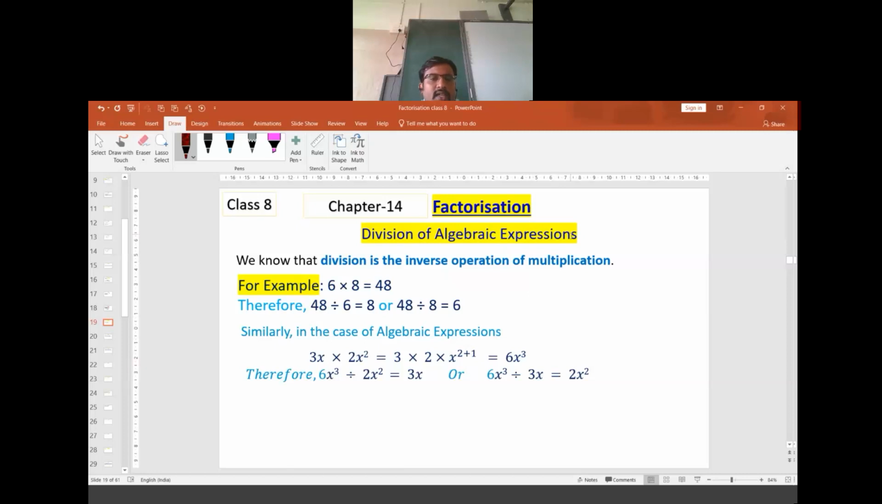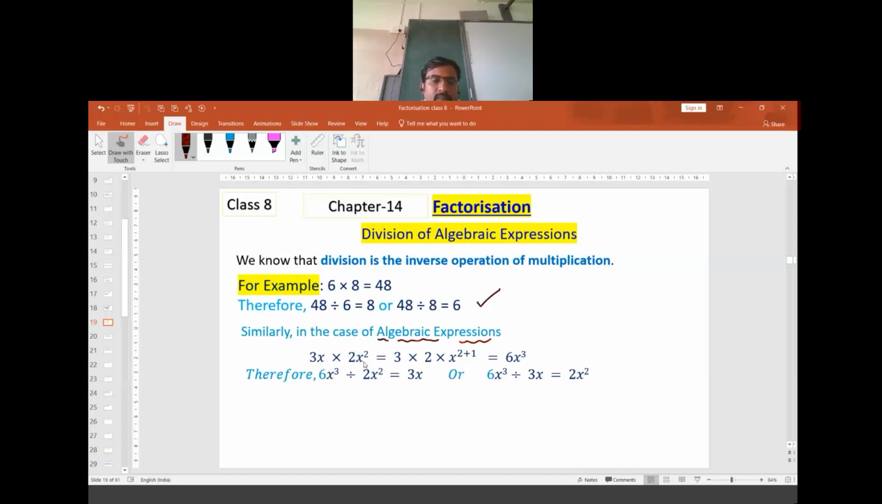Now we have a concept called division of algebraic expressions. This division is nothing but the inverse operation of multiplication. If we have 6 multiplied by 8 giving 48, 48 when divided by 6 will give 8. At the same time, 48 divided by 8 will give 6. The same thing is applicable in the case of algebraic expressions also.